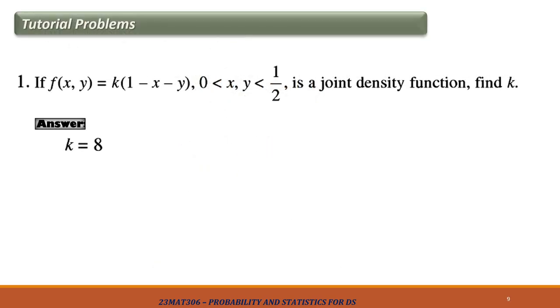Likewise, solve this problem for practice. Here also the function is given, along with the x and y values. Here x lies between 0 and 1/2 and y also lies between 0 and 1/2. Calculate the integration using these limits. Here also it is a continuous function. We have to check the joint density function. Here they have told that f(x, y) is a joint density function, and we have to find the value of k. So we have to use the second condition to find the k value.